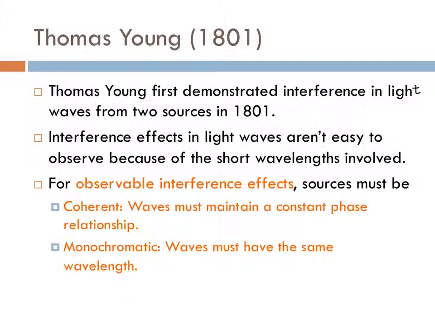That means in order for us to see observable interference effects, we need to have two conditions. One, we need to have coherent light, meaning that waves must maintain a constant phase relationship. Regular light coming from, let's say, a flashlight or sunlight is not coherent, meaning that it's coming in at different phases. And we'll talk about phase again in just a second. And it needs to be monochromatic, meaning that the waves must have the same wavelength and therefore the same frequency in order for us to see these interference effects.